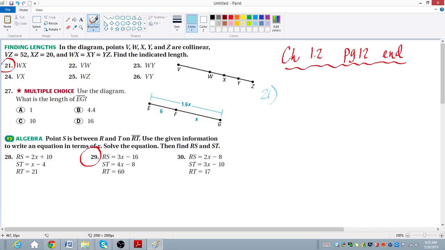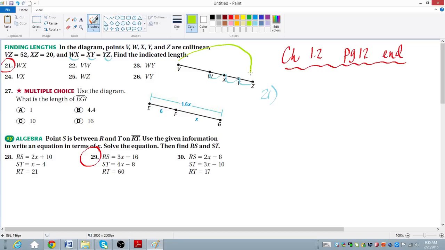In the diagram, points V, W, X, Y, and Z are collinear. Collinear means that it's all on a straight line. VZ equal to 52, XZ equal to 20, and then WX is equal to XY equals to YZ. So that means WX equal to this. So just, given the information, fill out everything that you know. So let's just start with the VZ.